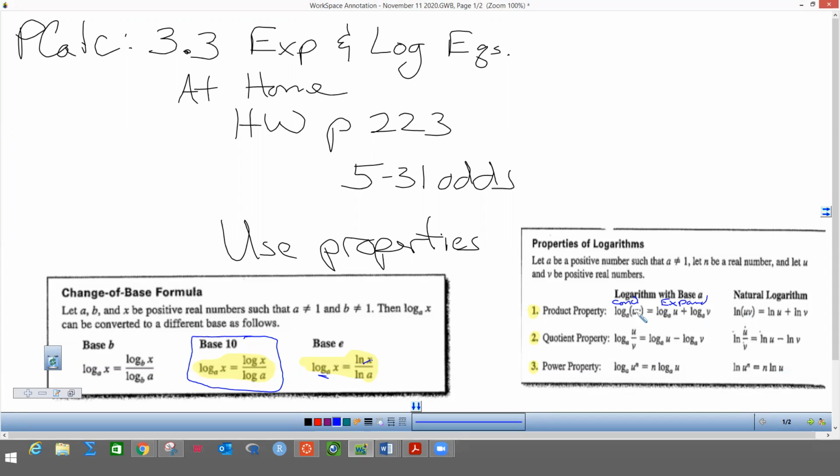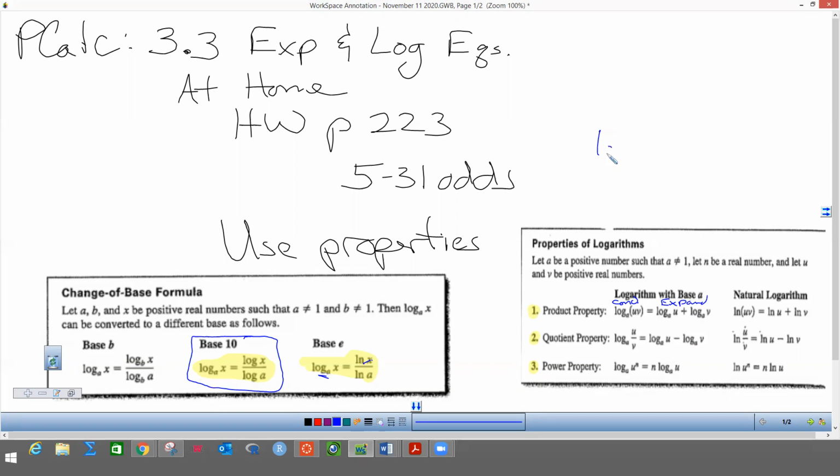So this first property says if you've got the log base A of something multiplied together, you can rewrite that as the log base A of the first thing plus the log base A of the second thing. Multiplication is add. If they're dividing, anything on the bottom gets a minus sign. So it's log base A of the top minus log base A of the bottom.